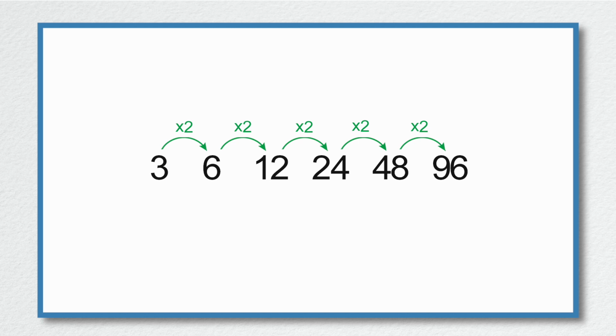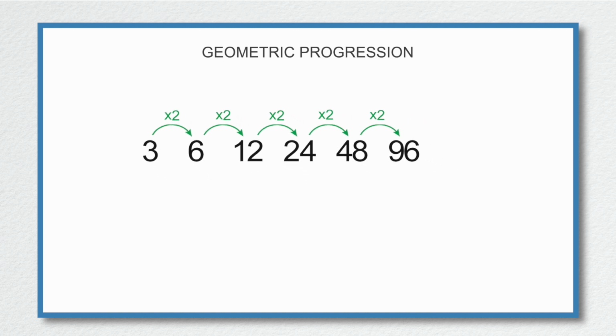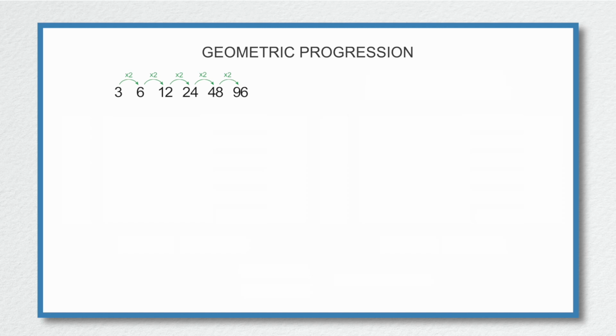Where the terms are created by the use of a constant multiplier, which in this case is multiplied by 2, this is called a geometric progression. Let's find a rule for the nth term for this geometric progression, using what we'd done previously for the arithmetic progression. So our first term is 3.